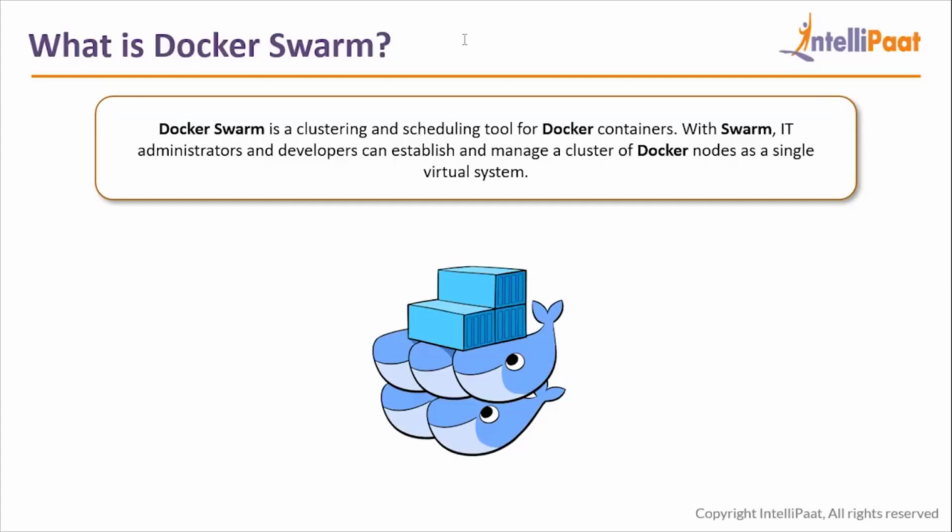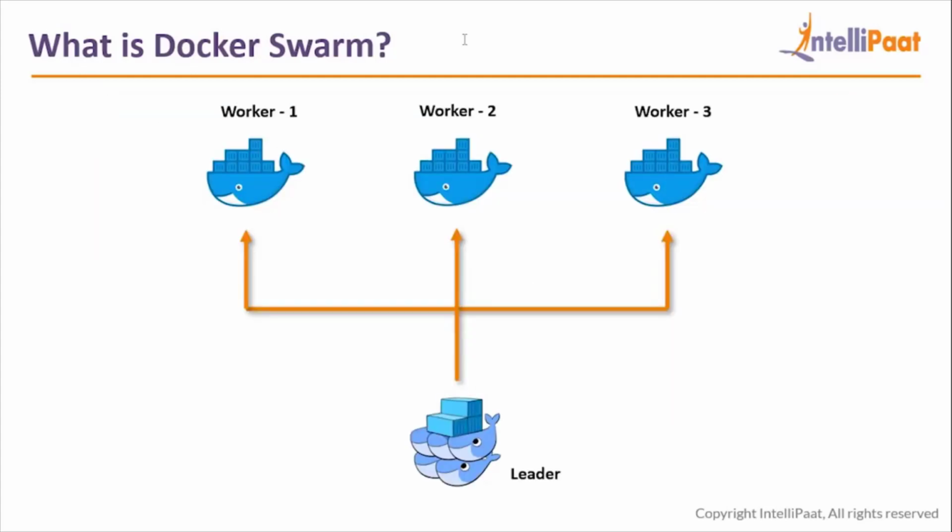Now, how does a Docker Swarm basically work? So a Docker Swarm basically works like this. So a Docker Swarm cannot work with just one machine. All right.